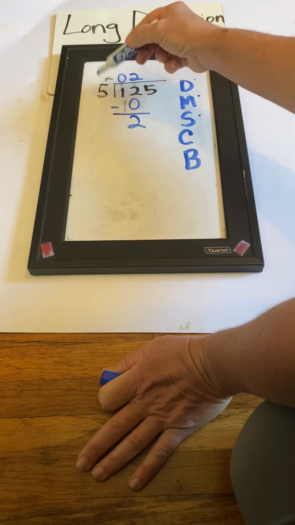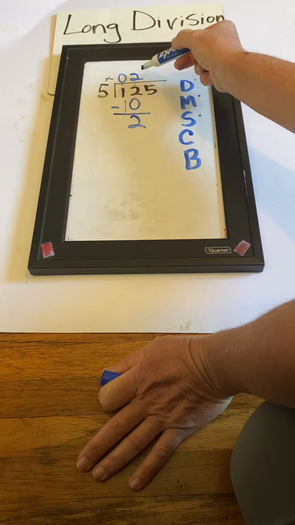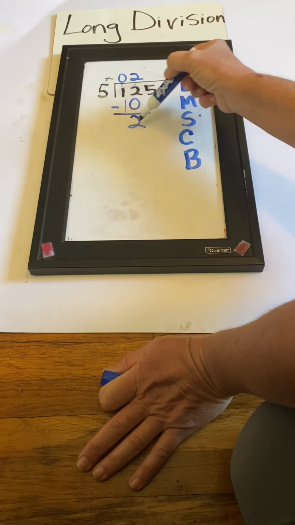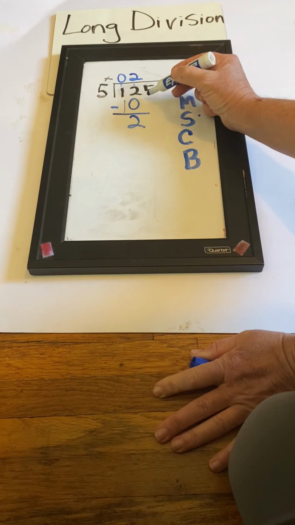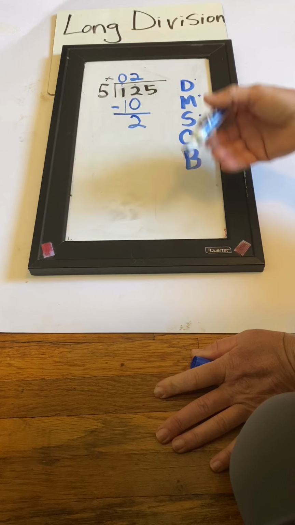I'm going to check that that seems right. That's right. 2 times 5 is 10. Yep. And that subtraction is correct. Very good. So then I'm going to bring down. So I'm going to bring down what? Well, everything got to come down.